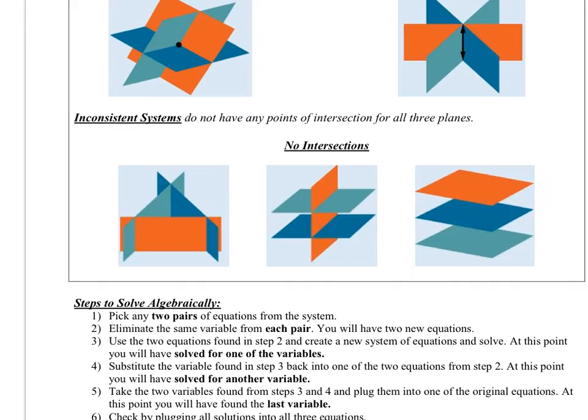Either they're all parallel to each other, or one cuts through and the others are parallel, or they all just kind of hit each other. So these are all the different things that can happen, and what we're going to be doing is mostly this one right here.